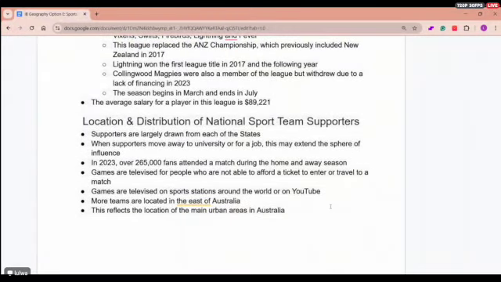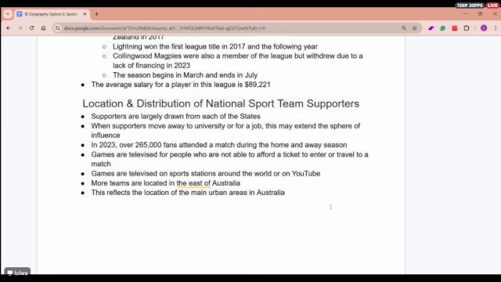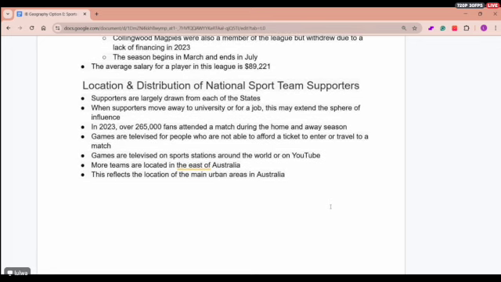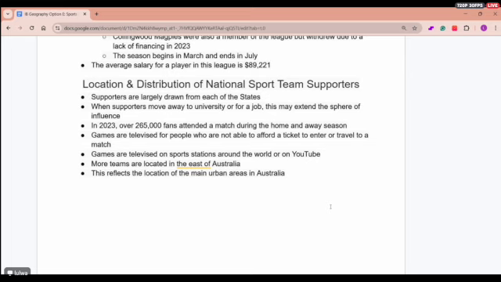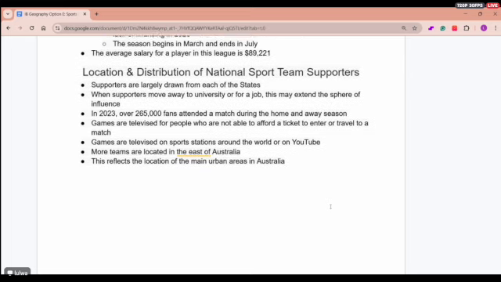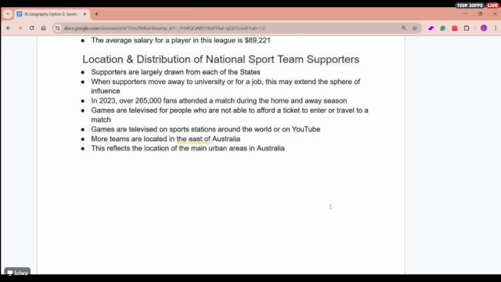So what is the location distribution of them? Supporters are very largely drawn from each of the Australian states. When supporters move away to university or for a job, this may extend the sphere of influence. In 2023, over 265,000 fans attended the match during the home and away season. Games are televised, of course, and they're also televised on sports stations and around the world or on YouTube.